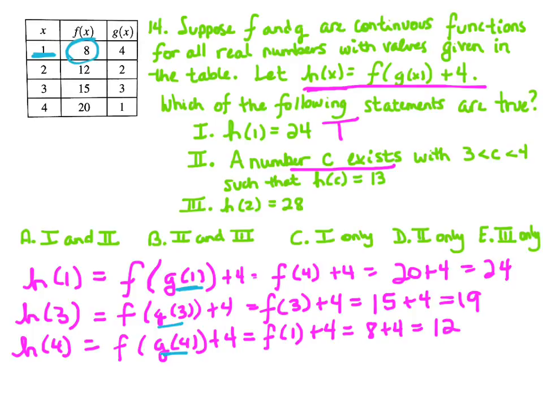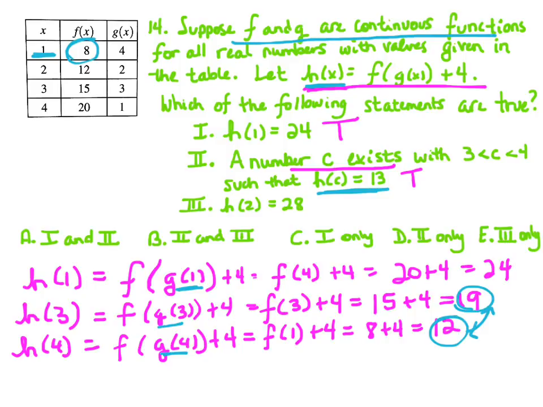So notice my endpoint values here: I ended up with 12 and 19. Does that mean that h of c has to equal 13 somewhere in between those two numbers? Yes, it does. The thing that we need to confirm, which we said originally in the problem, is that f and g are continuous. Remember, in order to apply the intermediate value theorem, I have to have a continuous function. And if f and g are continuous functions, then h of x has to be continuous as well. And since 13 is between 12 and 19, that statement is true.